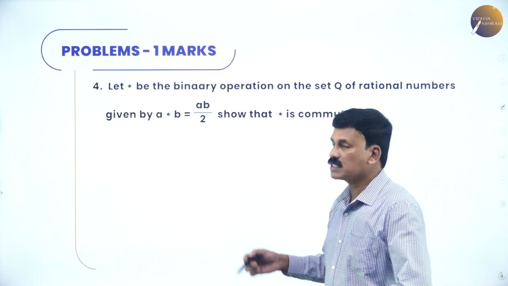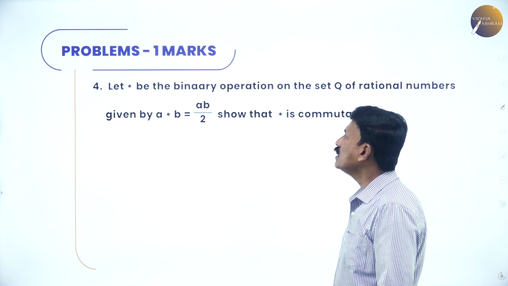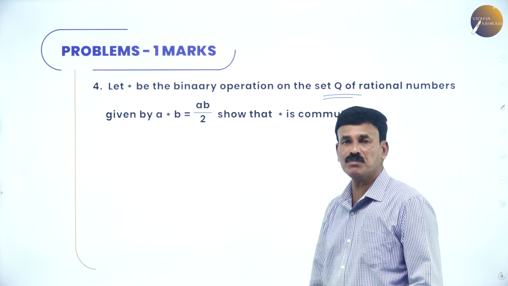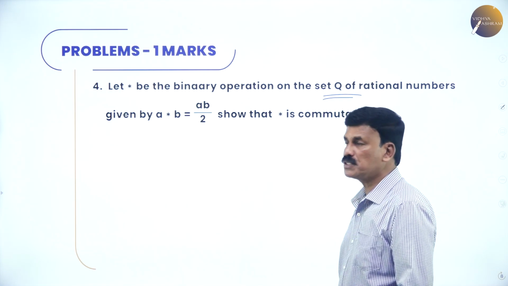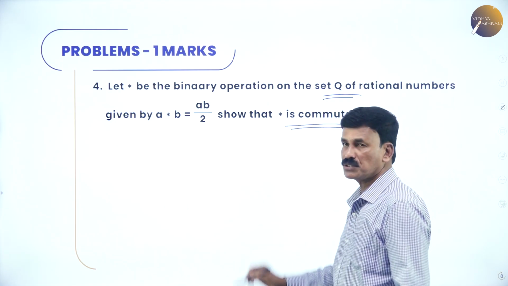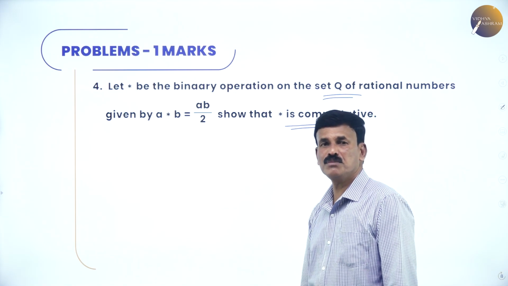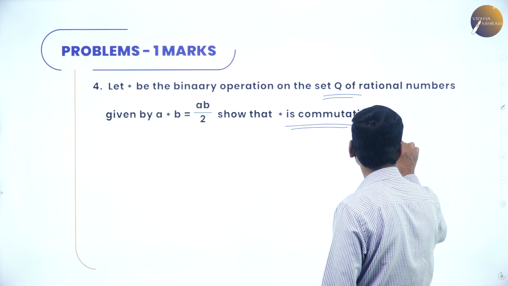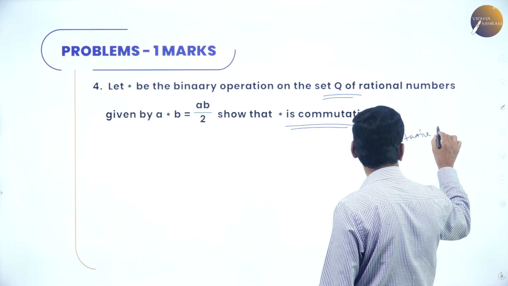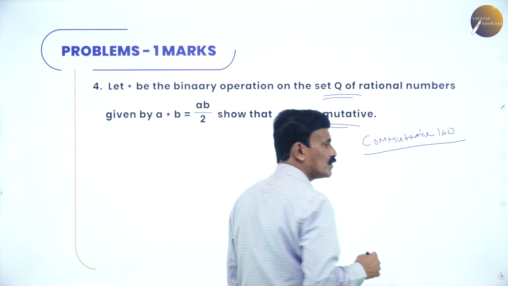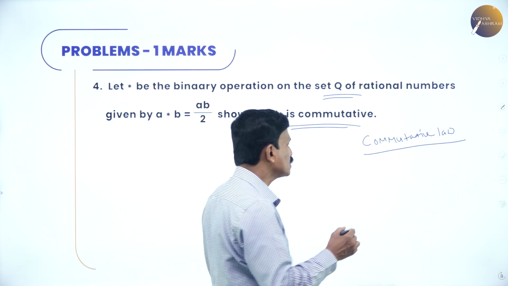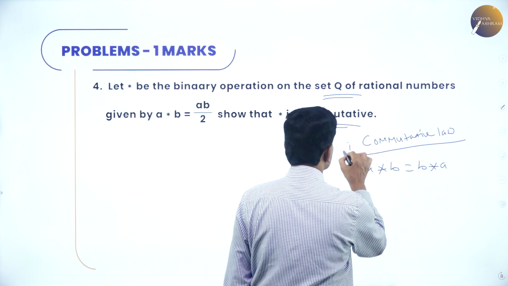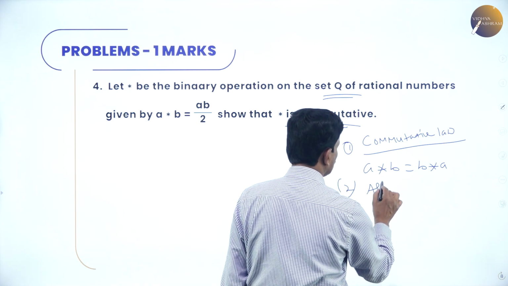Even for 1 mark on the binary operation, you may expect this type of question. Let star be a binary operation on the set Q of rational numbers given by a star b is equal to ab by 2. Show that star is commutative. You know the laws of binary operation, commutative law and associative law. What is commutative law? Commutative law means for all a comma b belongs to the set, if a star b is equal to b star a, then it is called commutative. And what is associative law? You might have studied associative law.